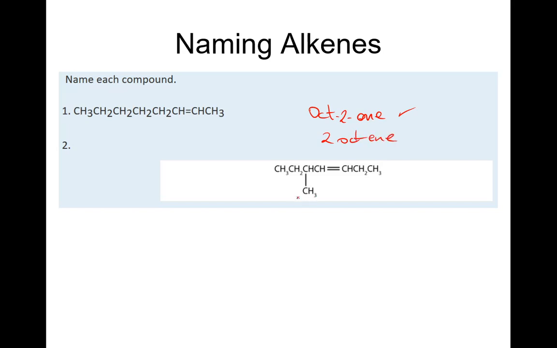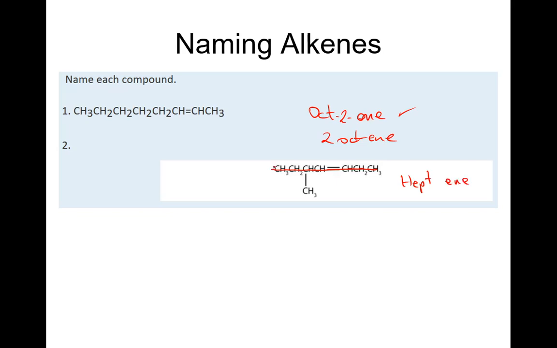And then down here, this one, what do we notice? 1, 2, 3, 4, 5, 6, 7. Now we can't take that as a main chain because it doesn't contain the double bond. So the double bond main chain is this way here. 1, 2, 3, 4, 5, 6, 7. That's going to be hept. There's a double bond present, so it's heptene.